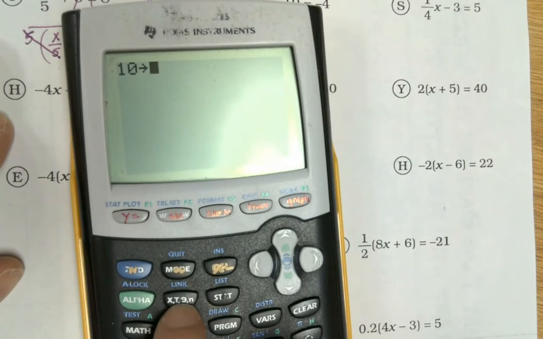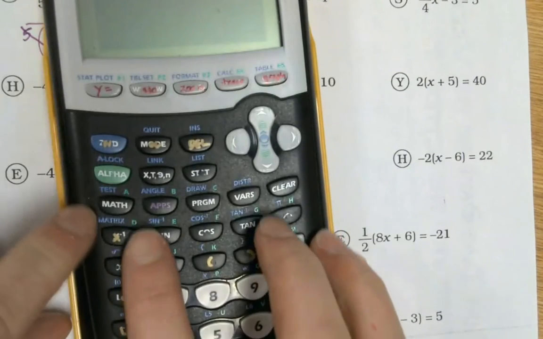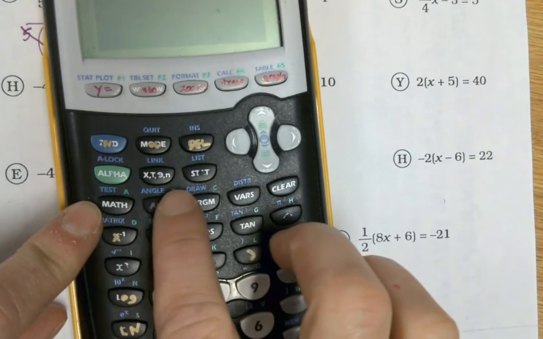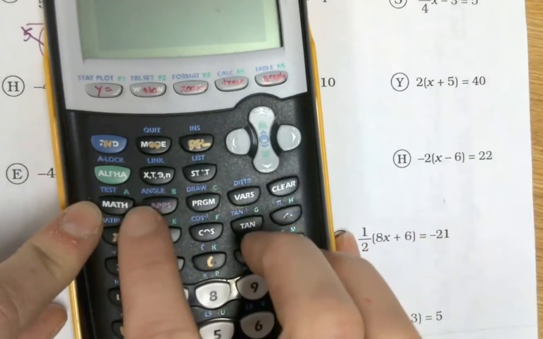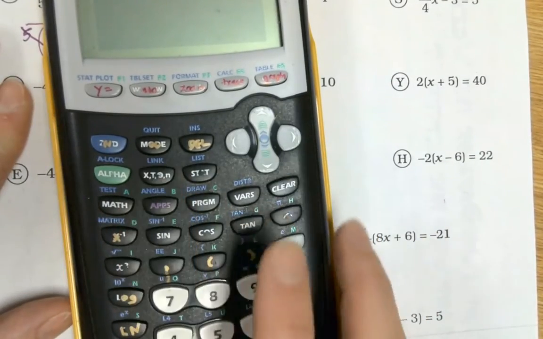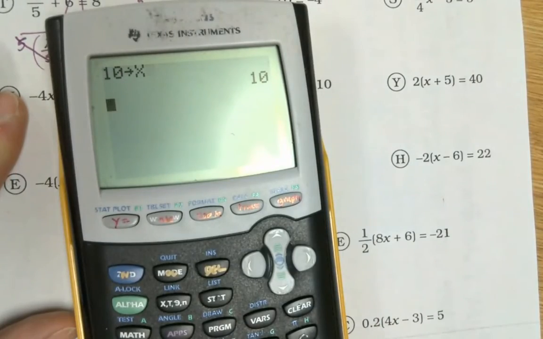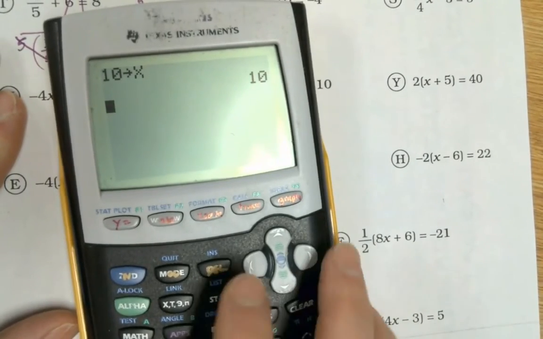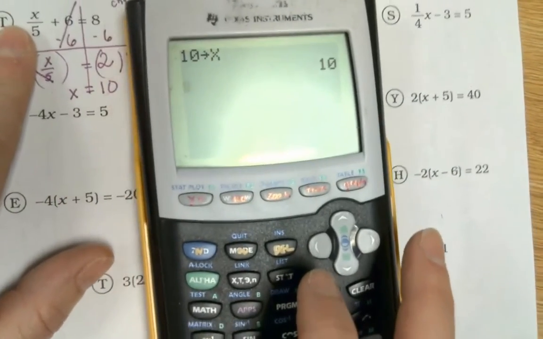Those are all the variables that we can use. You can also just use a letter if you want. You can do alpha, and see how all these green letters, I could change it to A if I wanted, but I'm just going to use X. So 10 is being stored, and I'll put in the equation.